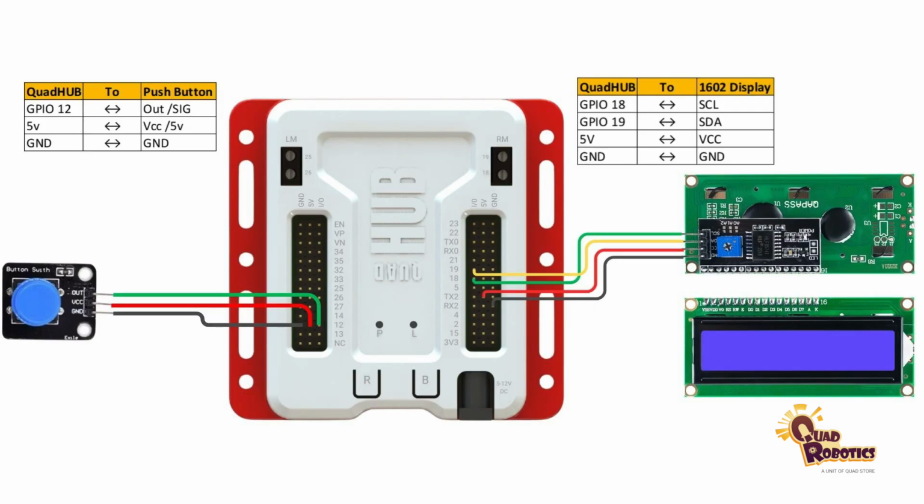Circuit connection. Connect the I2C LCD display to QuadHUB. Double-check and make sure the connections are given as per the pin numbers that you have selected in your program. Pause the video until you complete your circuit connection.